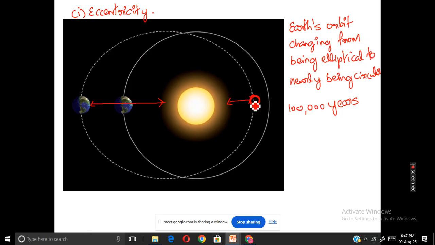We have perihelion and aphelion. Perihelion is the closest point, and aphelion is the farthest point, right? I said it the other way around. I think perihelion is the closest point, and aphelion is the farthest point.